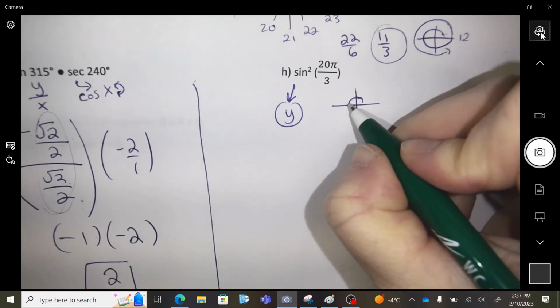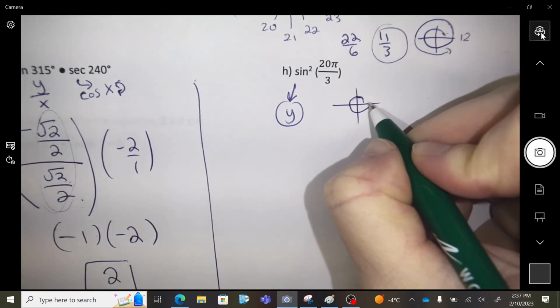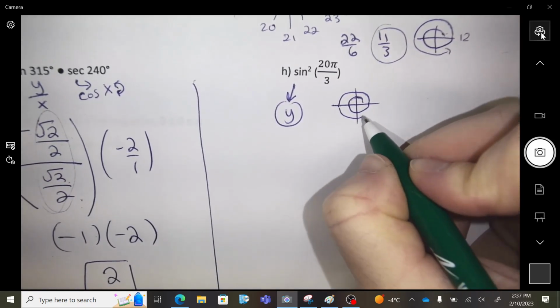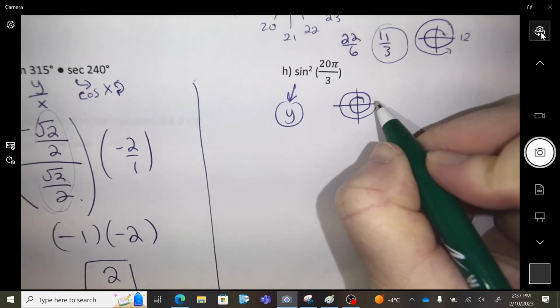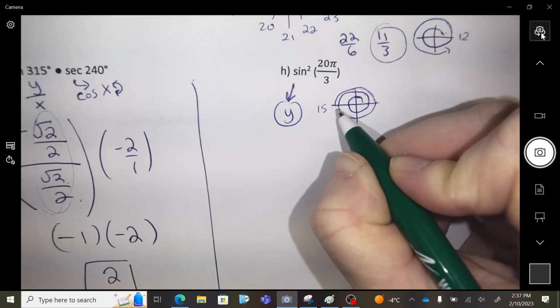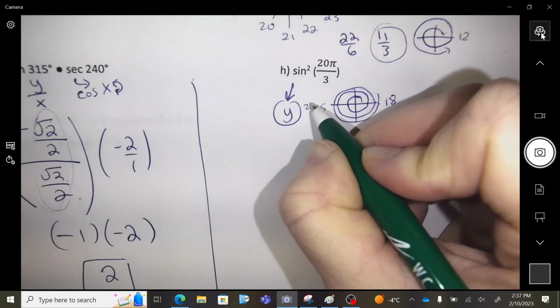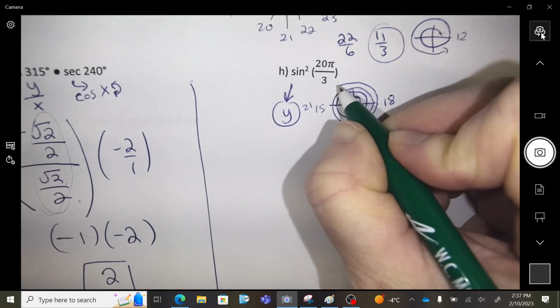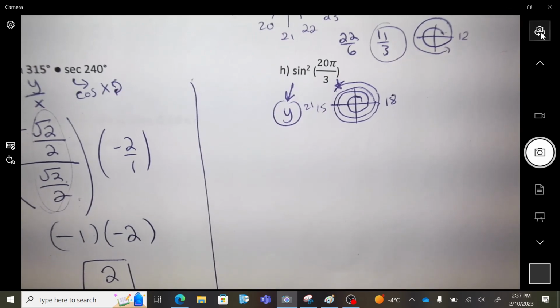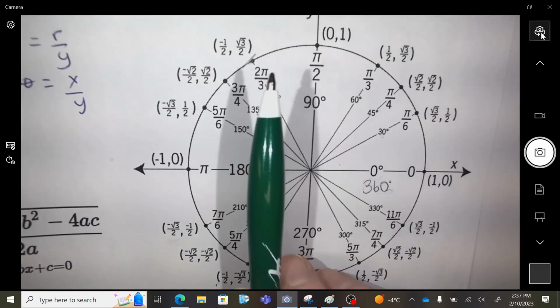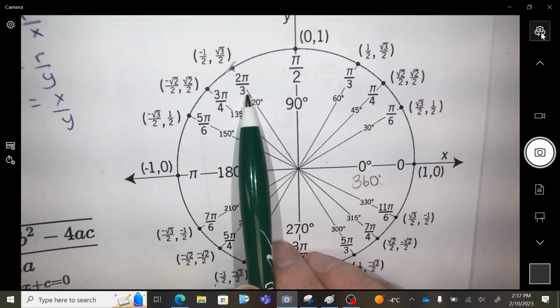I'm going to count. 3, 6, 9. What do you got? 12, 15, 18, 21 would be next. So where do you land? In that quadrant. Okay, so where you landed? So which one are you exactly looking at? 2 pi over 3.